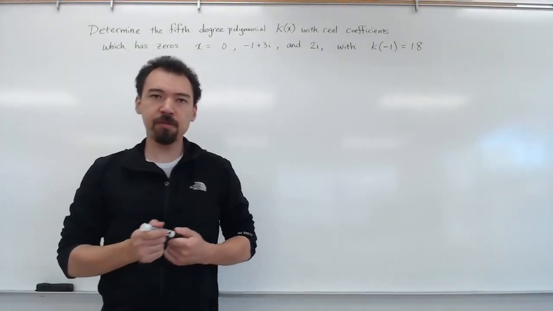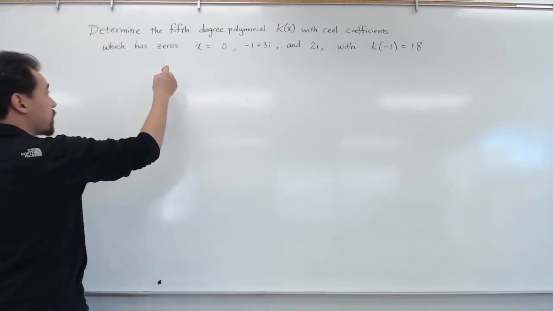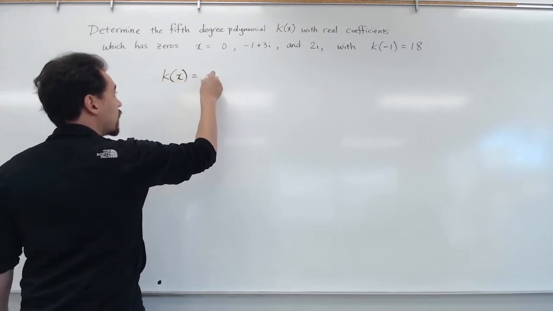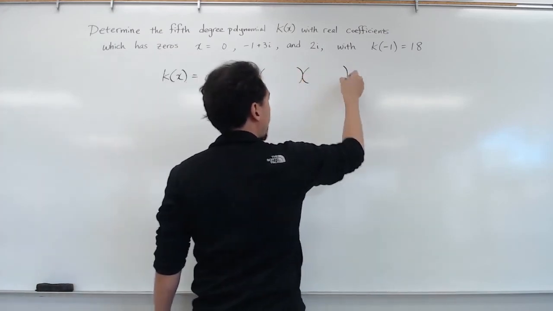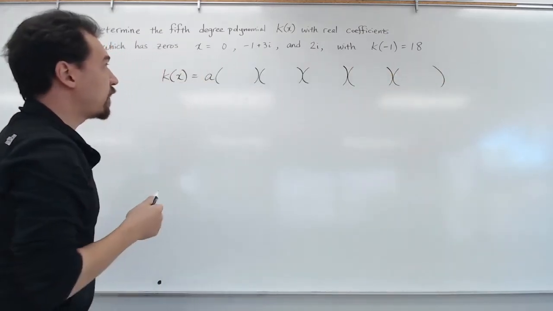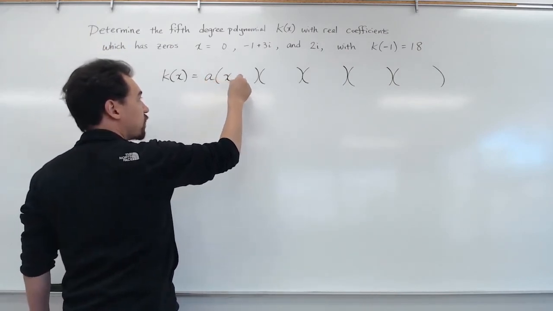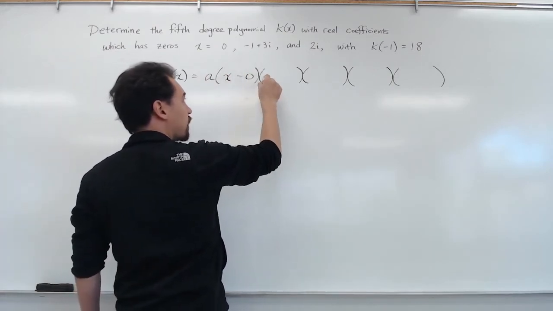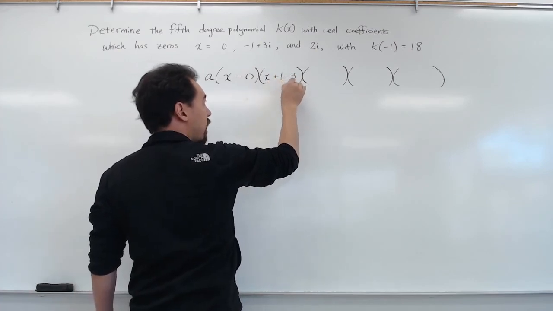All right, let's do just one more. This time we have a fifth degree polynomial with real coefficients. So we'll go k of x equals, we have the leading coefficient, and then we have 5 factors corresponding to the degree of 5. And so we know our first 0 is 0. So I can write this as x minus 0 or just as regular x. This next one I have x minus this whole thing, which makes it plus 1 minus 3i.